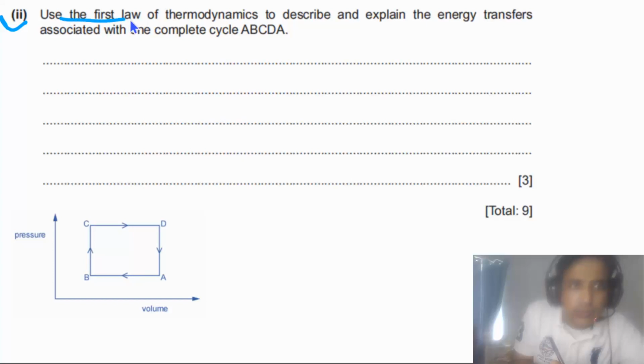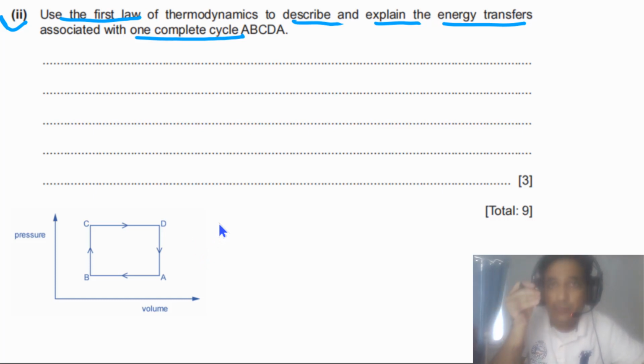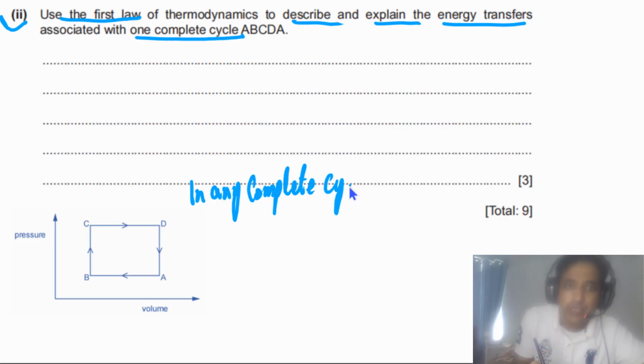Second part says use the first law of thermodynamics to describe and explain the energy transfers associated with one complete cycle A, B, C, D, A. So simply we need to write on first law of thermodynamics for one complete cycle. So in any complete thermodynamic cycle, delta U is equal to 0. So simply we can start with this one.